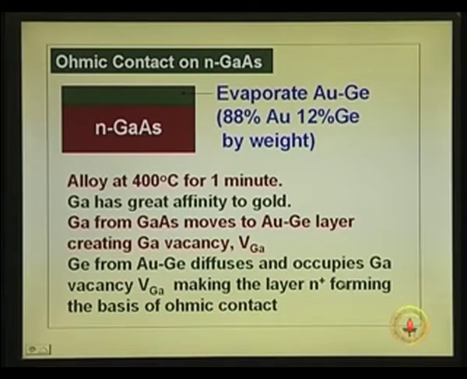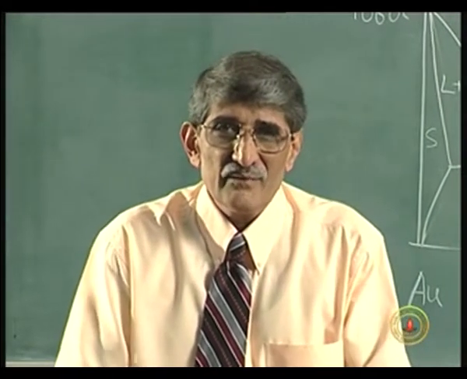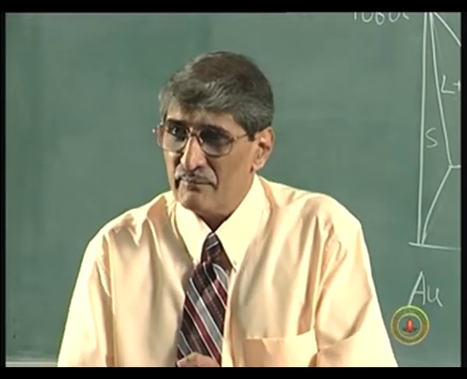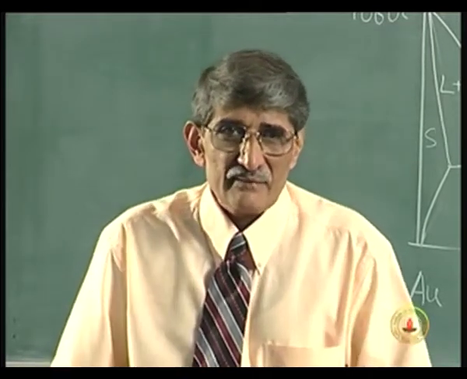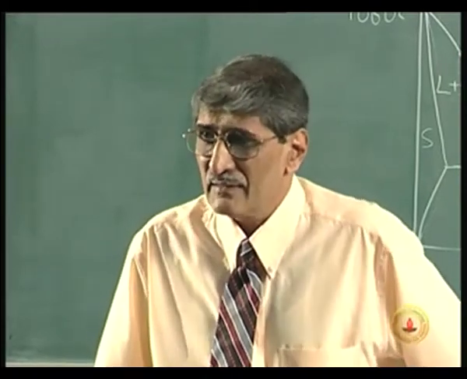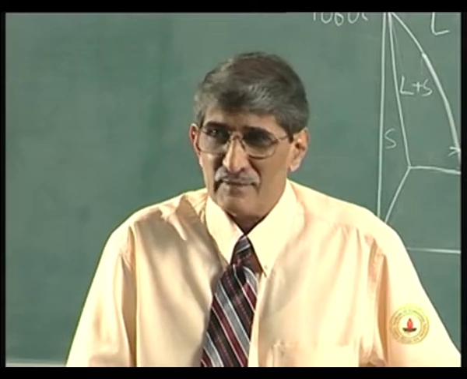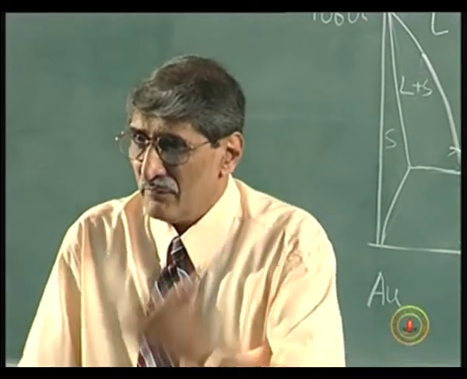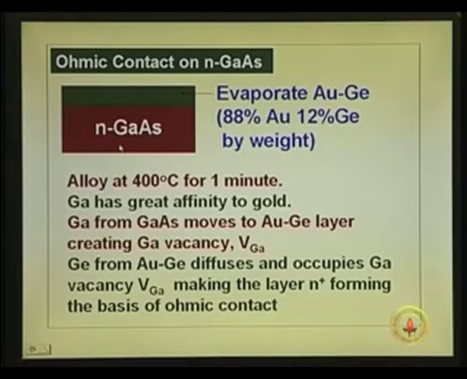Germanium from gold germanium diffuses and occupies gallium vacancy, V gallium, making the layer N plus, forming the basis of ohmic contact. Germanium is a fourth group element. So, gallium has moved out to the surface, that means gallium vacancies are created. So, germanium goes and occupies the gallium vacancy. So, it makes it N type, N plus, because a lot of germanium is there, 10% is a large number compared to the total number of gold germanium present there, of the order of 10 to the 20. So, you will have this ohmic contact formed. Okay. So, the key thing, this is the most successful ohmic contact that has been made on gallium arsenide.